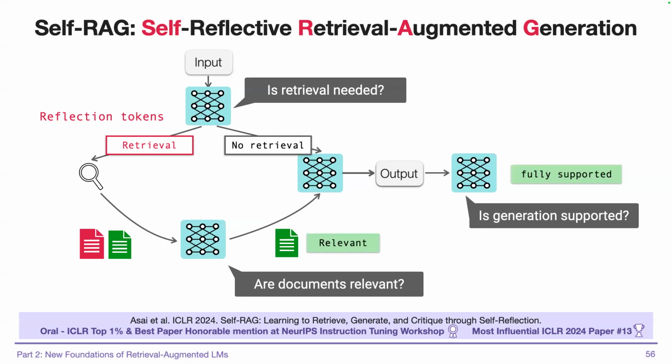This work was the first to explicitly train language models for adaptive retrieval using special tokens, a technique now widely adopted in many industry applications, including ChatGPT search and deep research. Now I'll show how Self-RAG inference works with an example, and then how to train Self-RAG.